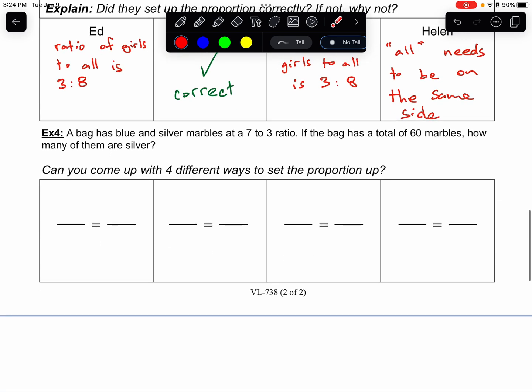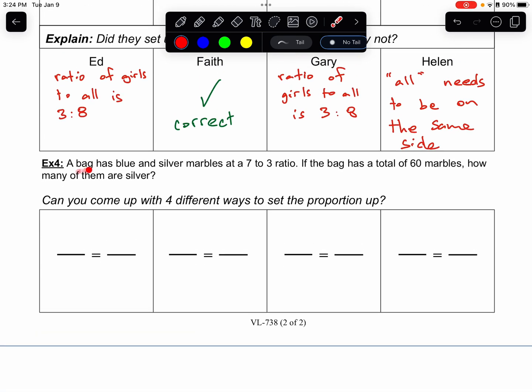All right, example 4, last example. A bag has blue and silver marbles at a 7 to 3 ratio. If the bag has a total of 60 marbles, how many of them are silver? Oh my goodness, again, one of those dreaded ratio to all questions. So 7 to 3, 7 would be blue, and 3 would be silver. And 60 is the total.